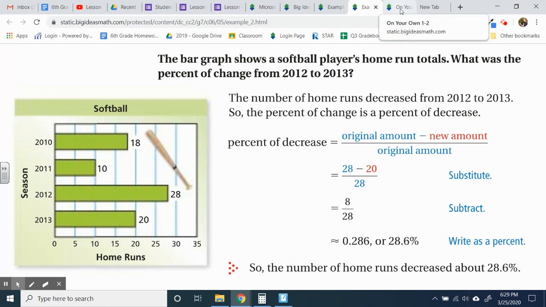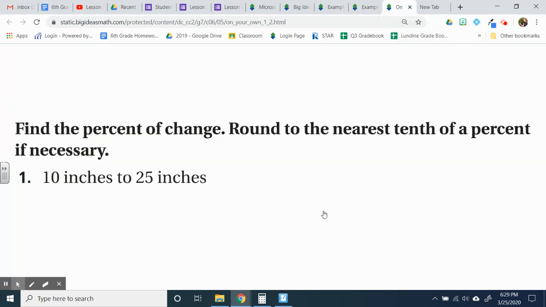So what I want you guys to do right now is try 2 problems. These both say find the percent of change, round to the nearest tenth of a percent if it's necessary. So these are the 2 that I want you to try. So I want you to go ahead and pause the video, try and make your fraction, and then turn it into a decimal, and then in turn make it to a percent. When you're ready, unpause the video and I'll show you the answers.